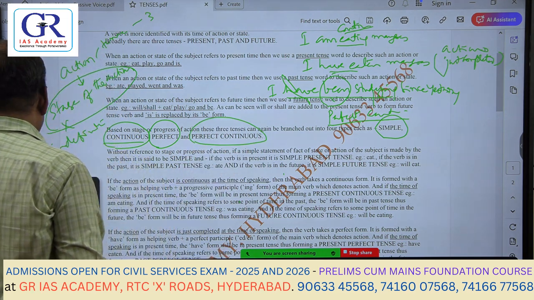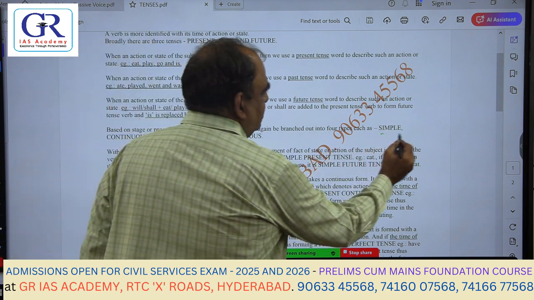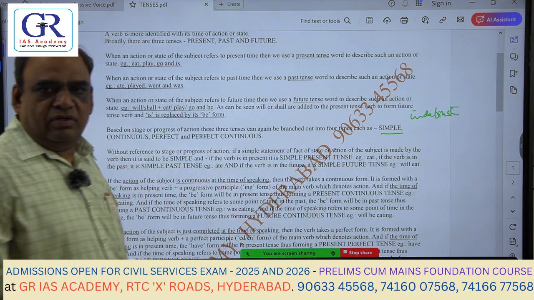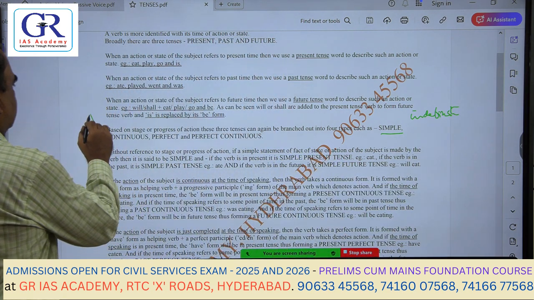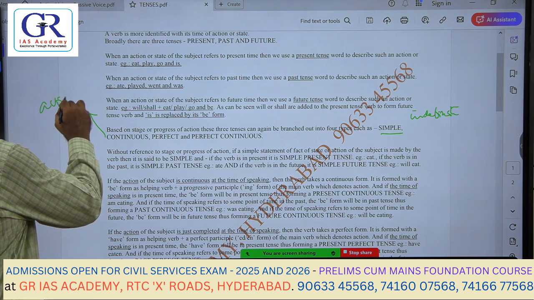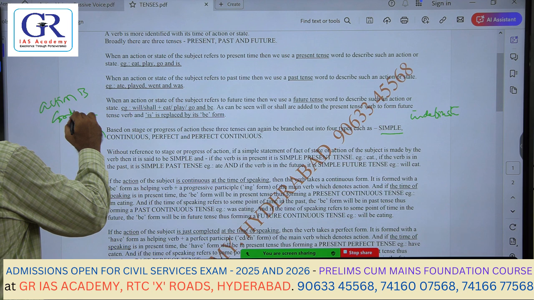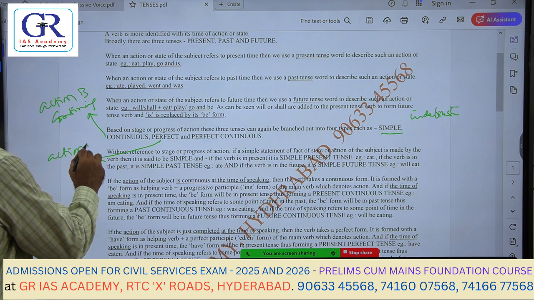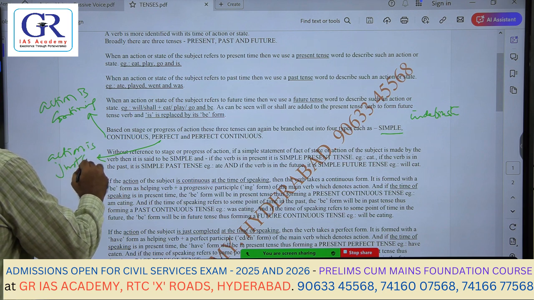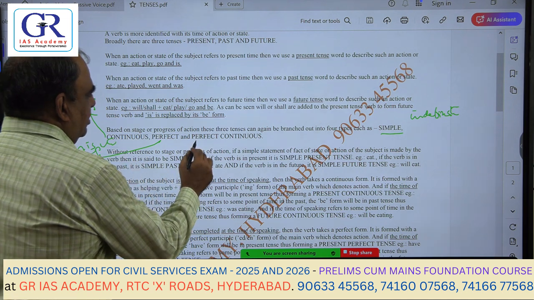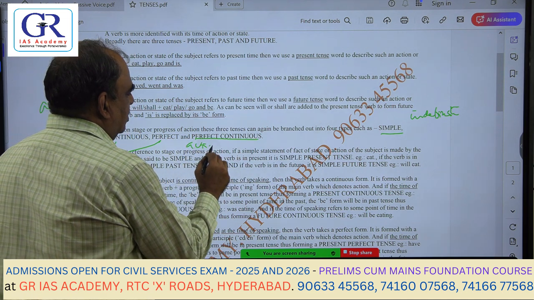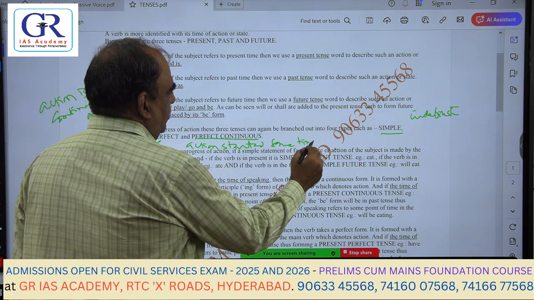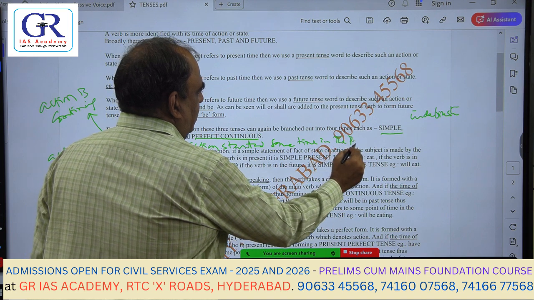Okay, so clear? Simple means it is indefinite. We are not speaking anything about any stage of the action. Okay, what is the stage of the action? Continuous means action is continuing. Perfect means action is just completed. Perfect continuous means action started sometime in the past and is continuing now.